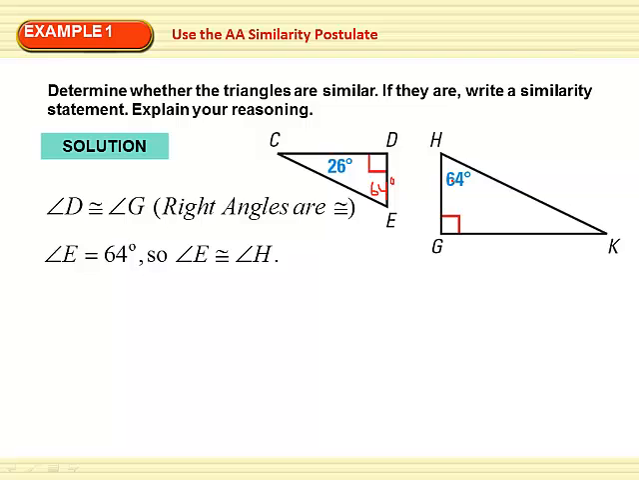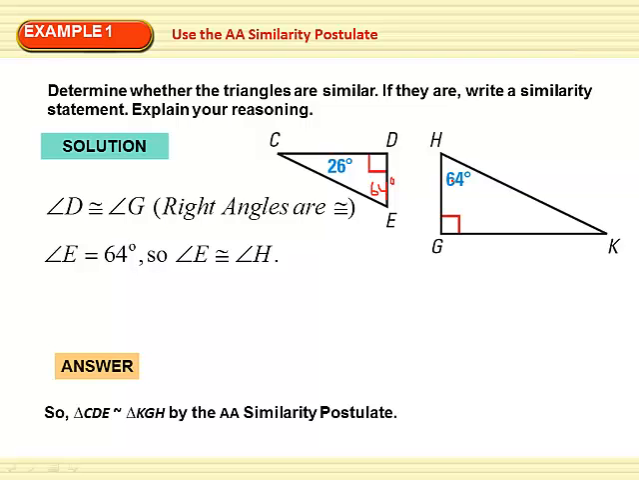Once we know that angle E is congruent to angle H, we can say the two triangles are similar by the AA postulate. All we have to do is use two angles. We could do three, but two is all we need. So CDE is similar to KGH. I went from C, the 26 angle, to the right angle, to the 64, so I have to do the exact same thing with the other triangle. This is going to be 26 because of the triangle sum theorem. So I start at 26, go K to the right angle G, up to 64, H, which I do with both of these.